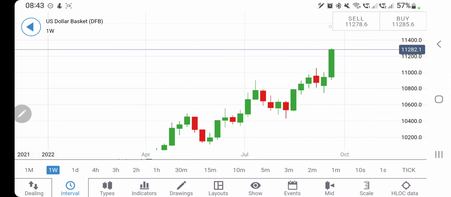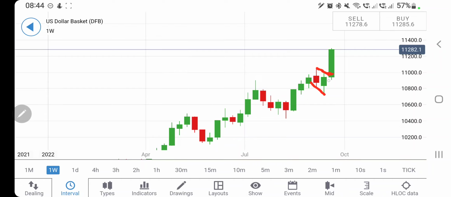Last week the dollar index again created a near-term high. Remember, in the preceding 2 weeks we had seen lower lows and lower highs, and this time it gave a breakout above 110. In fact, it has gone close to 113 levels.